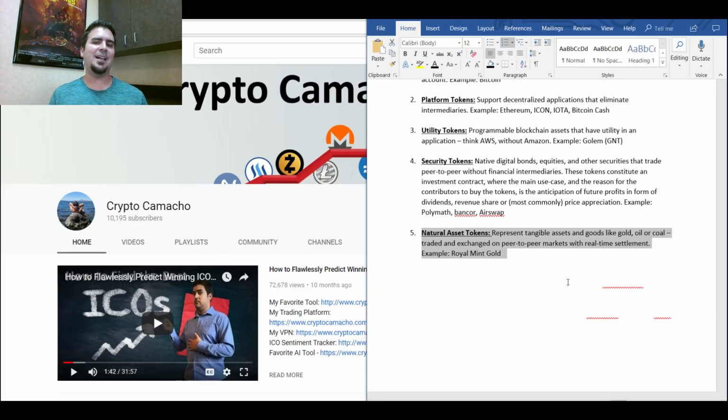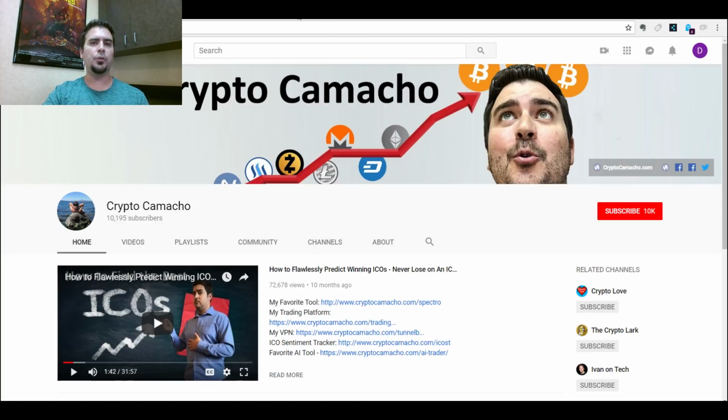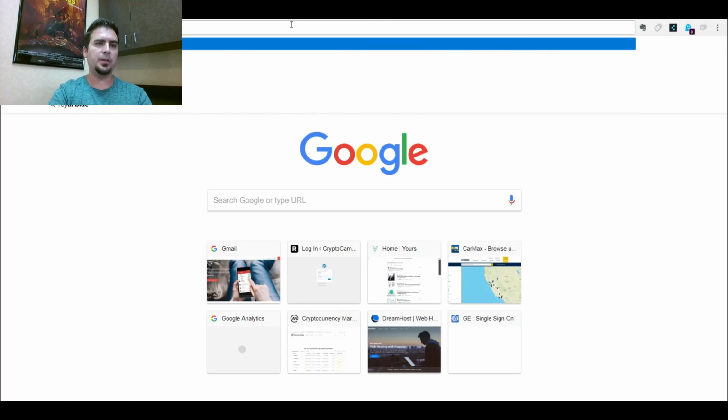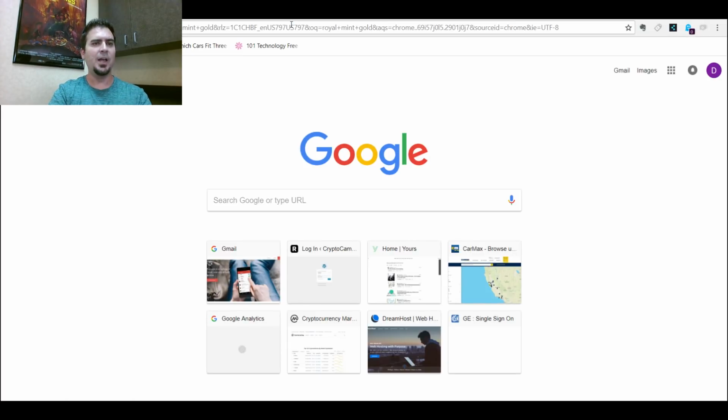So this new asset class, natural asset tokens, if you're looking at these, you can play the market in a much different way than you can play the market with Bitcoin, because there are actual environmental impacts that will affect the token prices of these types of assets in the future, okay? So just to give you an example, Royal Mint Gold. Let's just go to Royal Mint Gold really quickly, just to show you an example of this.